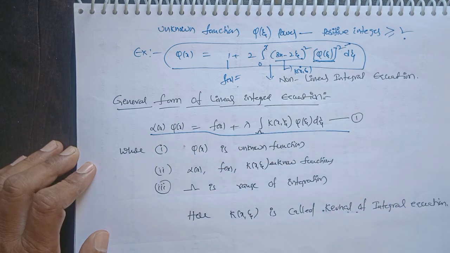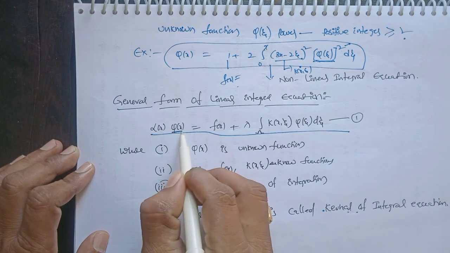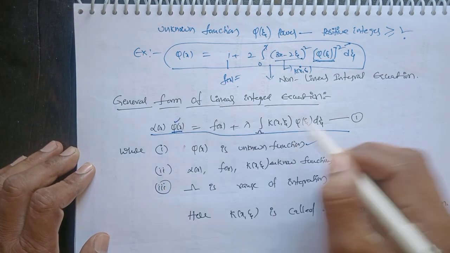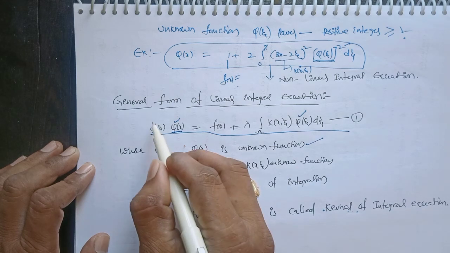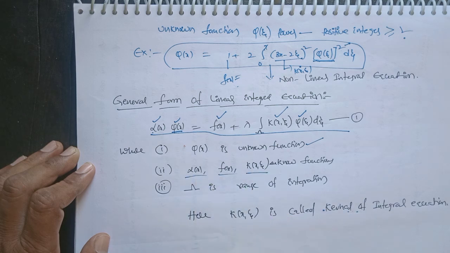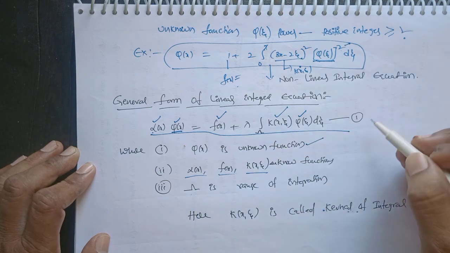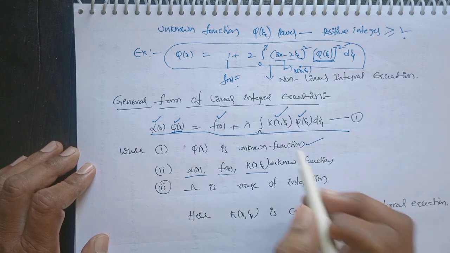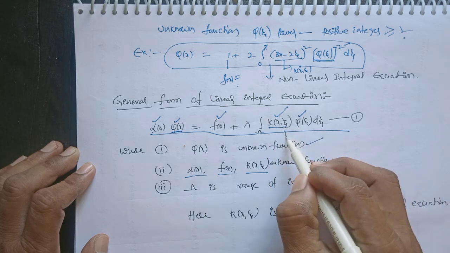This is called the general form of a linear integral equation, where look here, the function phi is the unknown function. Alpha of x, f of x, and k of x, xi are known functions. These three are known functions. The limits a and b are the range of the integration, the integration limits. So this is called the most general form of a linear integral equation. Here k of x, xi is called the kernel.